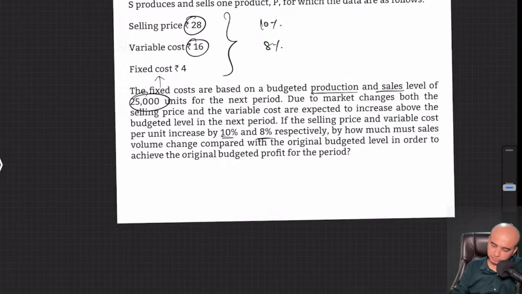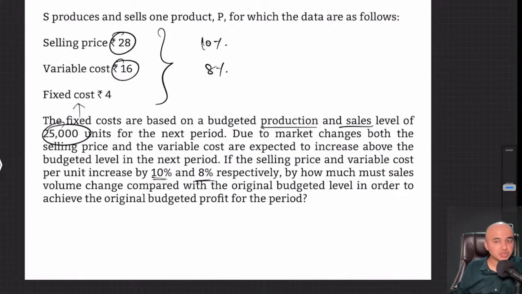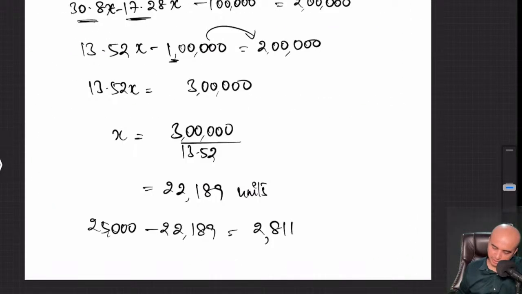So by how much the sales volume should change. If you want, you can even find out the percentage here. Since they have asked about the change in the sales volume, we can simply do this 2811 divided by the original sales 25,000 into 100.